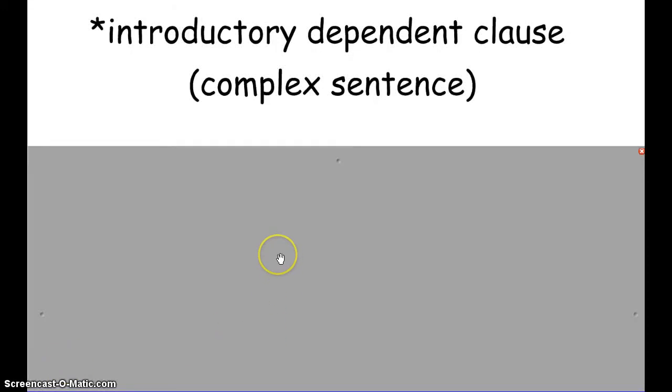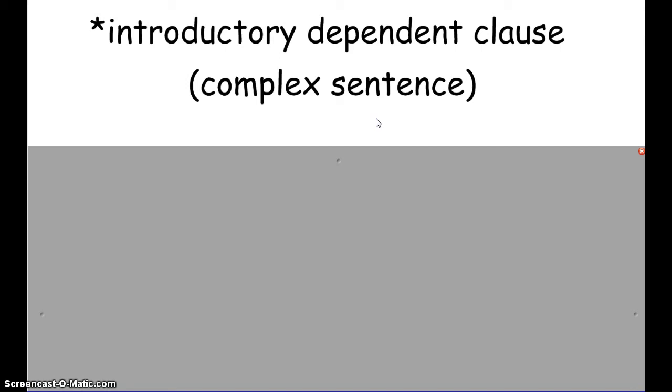Alrighty, we are more than halfway done, and you should be on the second page of your notes in your interactive notebook, the second flippable that we made yesterday. So we're going to talk about introductory dependent clauses, also known as a complex sentence. Now, a complex sentence just means that there's a dependent clause in there.